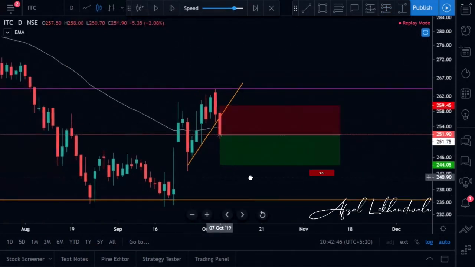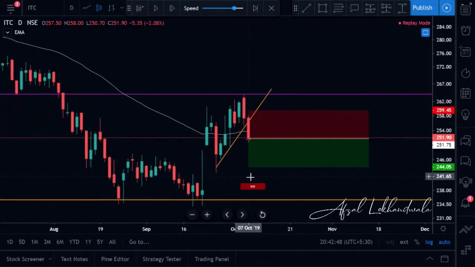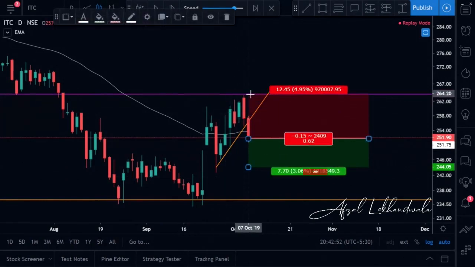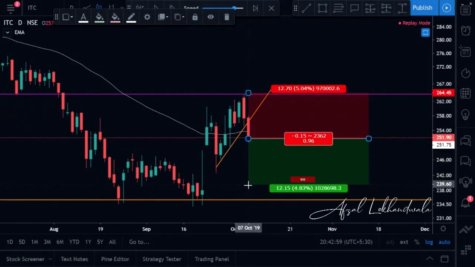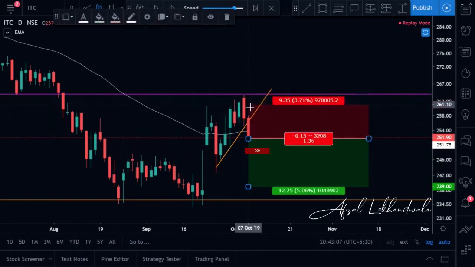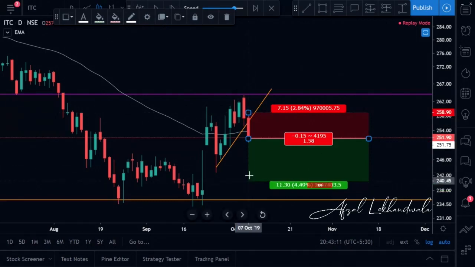Now, again we have two options. If you are a conservative trader, you can set your stop loss above the monthly resistance and go for 1:1. If you are a little bit aggressive, then you can keep your stop loss just above the recent momentum candle, and go for 1:1.